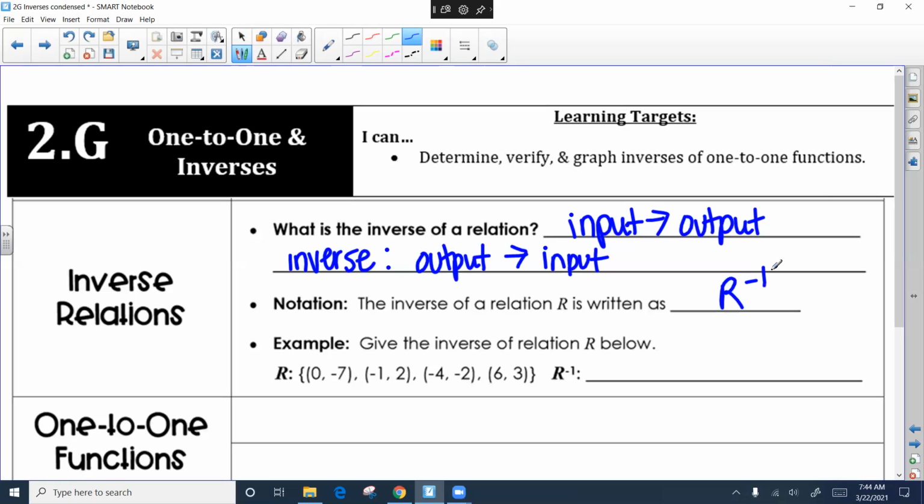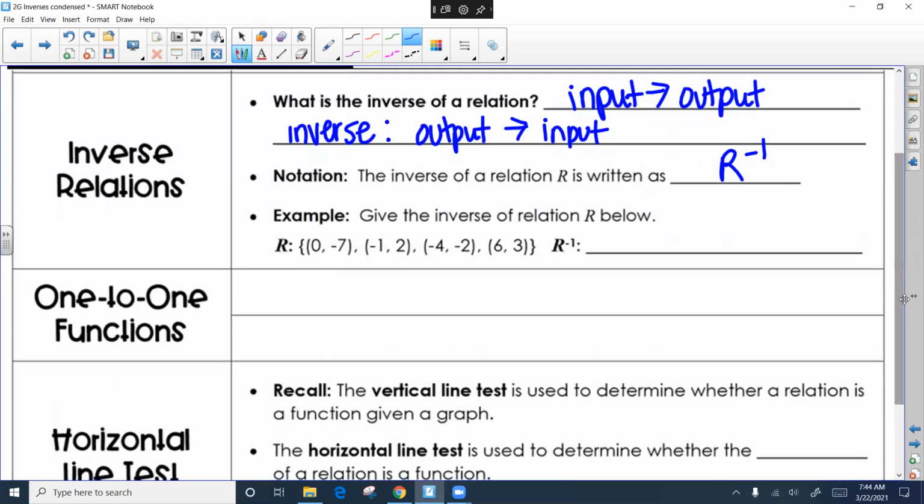So here's an example. Give the inverse of this relation R below. So remember when we have coordinate points, those are the input and the output, input, output. So if the original has an input of 0 gives an output of -7, the inverse is going to be an input of -7 gives an output of 0. Okay. So instead of 0, -7, we have -7, 0. The signs don't change, so it's still -7. We just switch the order.